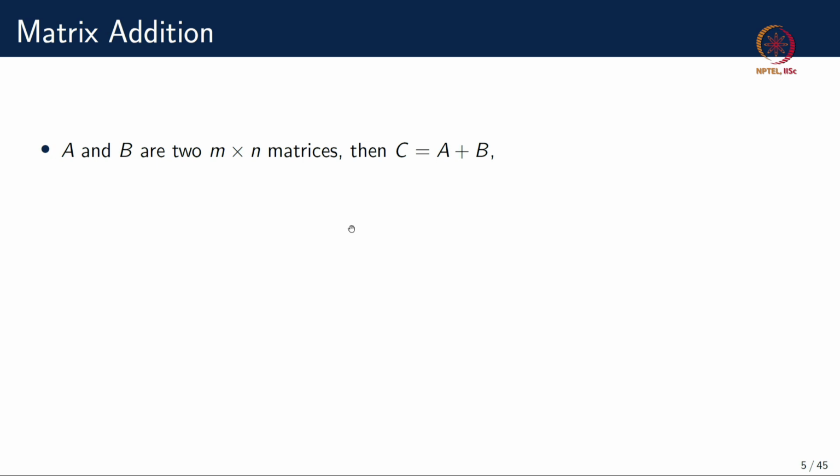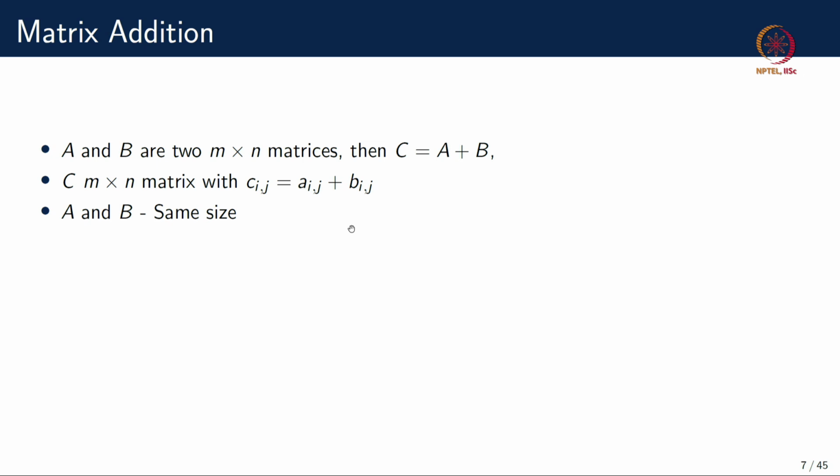here elaborately. Suppose A and B are two m by n matrices, then C, which is the sum, is equal to A plus B, that m by n matrix whose ij element is given by Cij is equal to Aij plus Bij. Two matrices can be added only if they are of the same size.